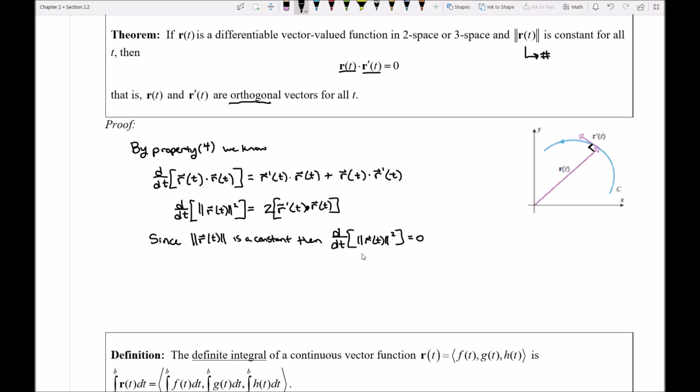I'm really just using Calc 1 here. I have a number, the norm of r of t is just some number. I square it to get another number. The derivative of a number is 0. So what this tells me is that 0 is equal to 2 times r prime of t dotted with r of t. But of course, then I can divide by 2 on both sides, and that leaves me with the fact that r prime of t dotted with r of t must be equal to 0. Boom.